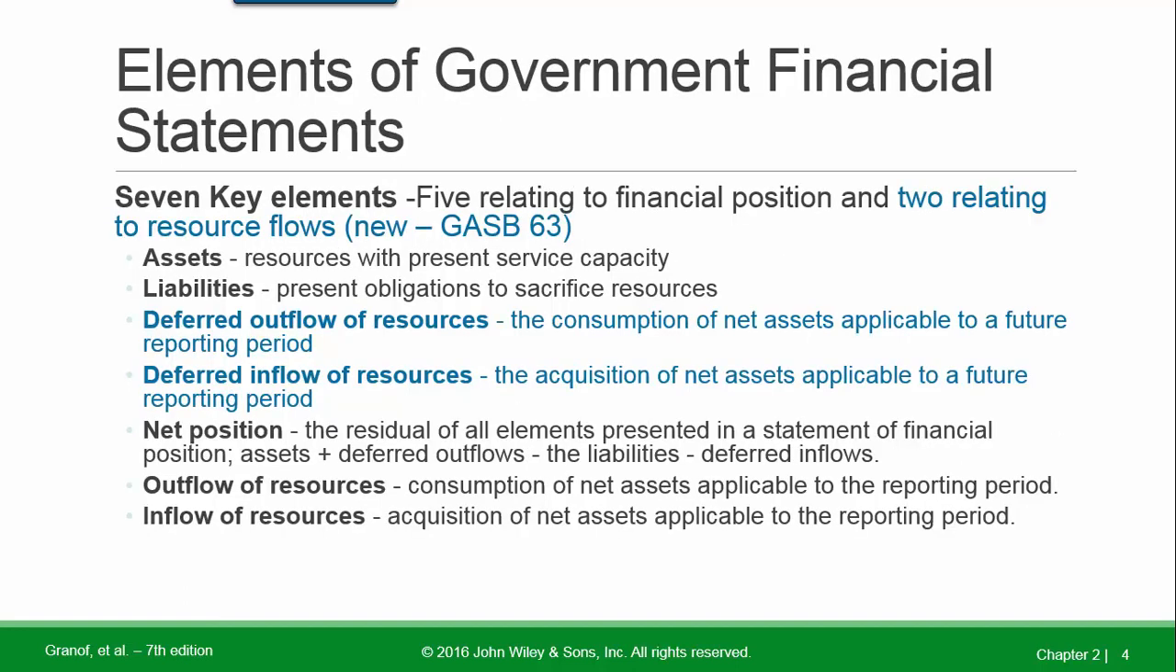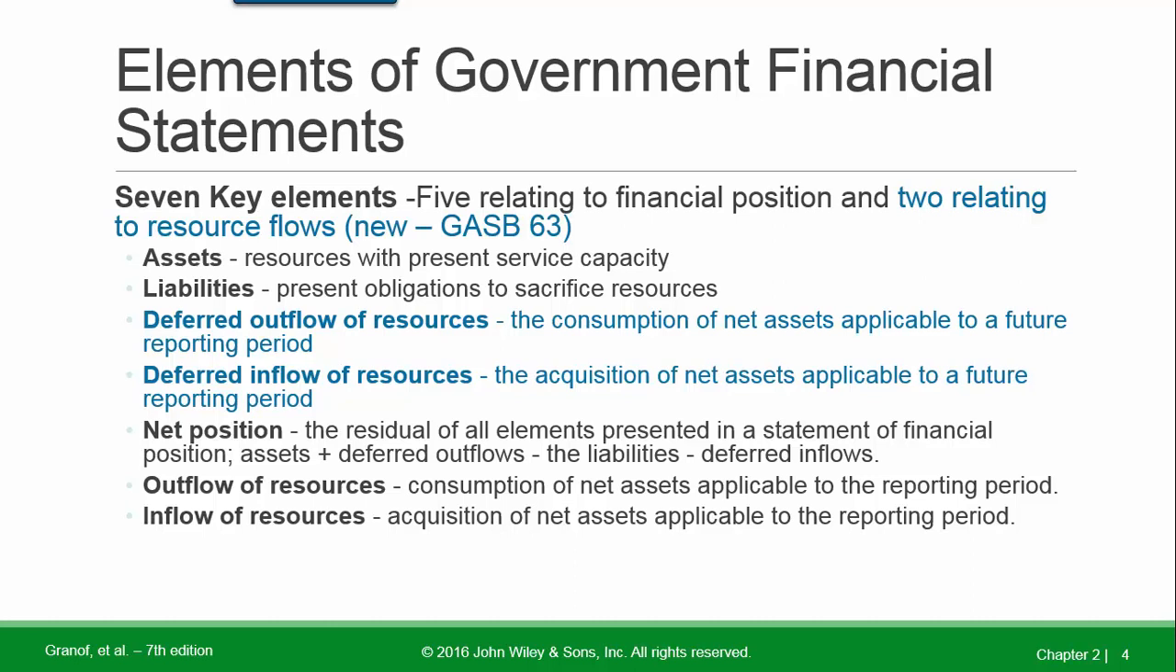Let's look at the elements of government financial statements. There are 7 key elements, 5 relating to financial position and 2 relating to the resource flows. This is our new GASB Statement 63. Assets: resources with present service capacity. Liabilities: present obligations to sacrifice resources.